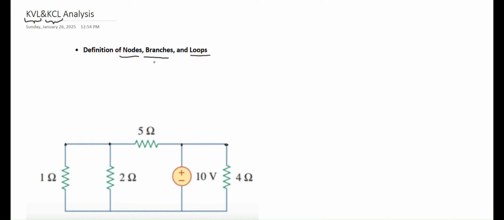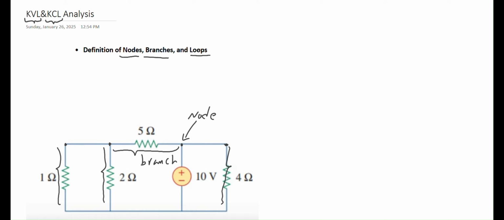What is a branch? A branch can simply be thought of as a single path between two nodes. So this is a branch, this is a branch, this 1 ohm resistor is in a branch, this 4 ohm is also a single branch. So these intersections are nodes, and the single path between the nodes is called a branch. Okay? And this is a node.